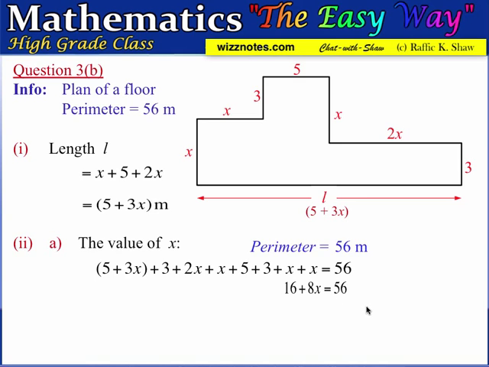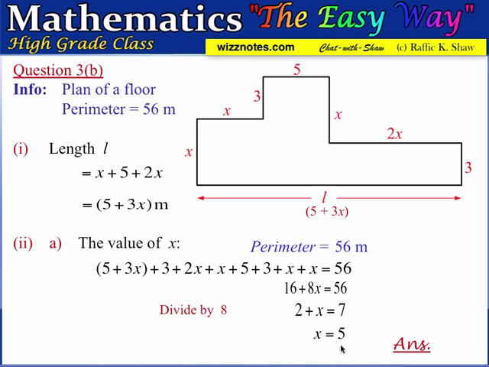To simplify this expression now, we can divide through by 8 because each term here can be divided by 8. When we divide through by 8, we divide each term by 8. So when we divide 16 by 8, we get 2 here. 8x divided by 8 gives us x, and 56 divided by 8 gives us 7. And since 2 plus x equals 7, it means that x is equal to 5. And so that's it. x is equal to 5.